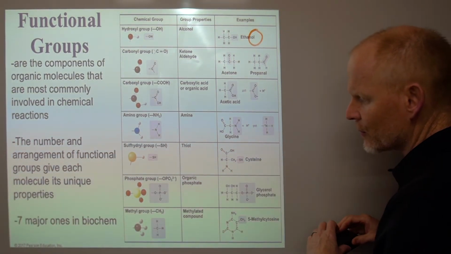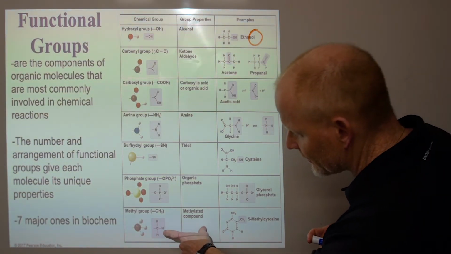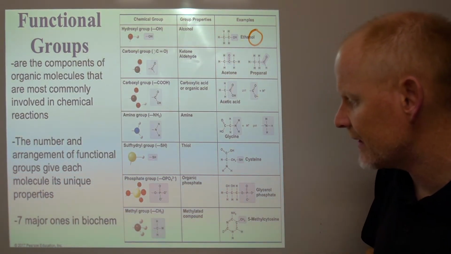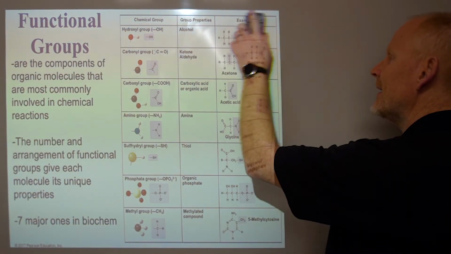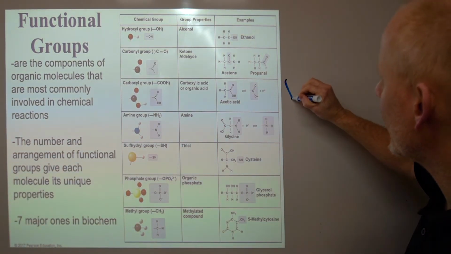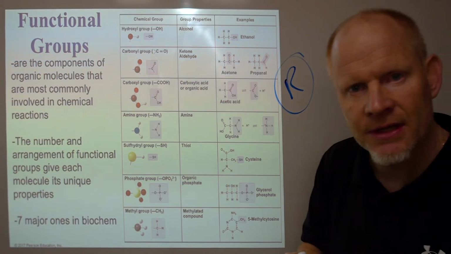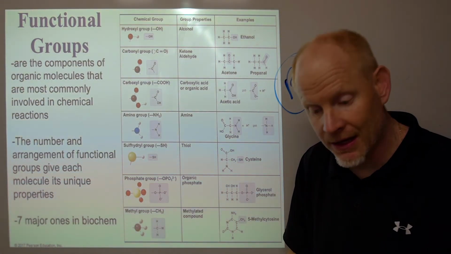The last group here, methyl group. Methyl groups are really important. They're added to a lot of different types of molecules. A methyl is a C with 3 protons on it. Methyl, remember, means 1 carbon. So these are your most common of your functional groups. Often they're called R groups, right, as I mentioned. And they help determine the function of your macromolecules.